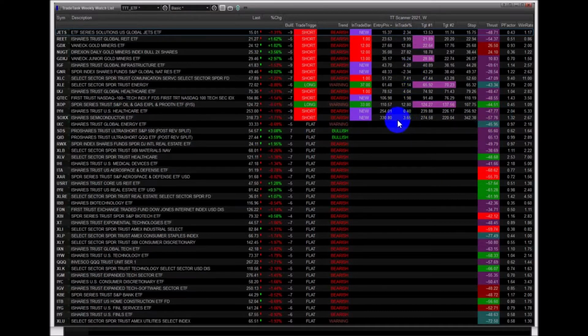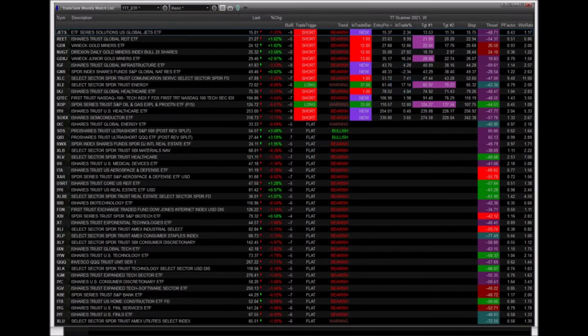But this is the real value of TTScanner. TTScanner is going to catch these things. They're weekly, so they're weekly swing trades. They can last 2, 10, 15, 20 plus weeks. And when they're right, you're going to see it turn into profits fairly quickly. And when they're wrong, you're going to see it get out of a position fairly quickly.